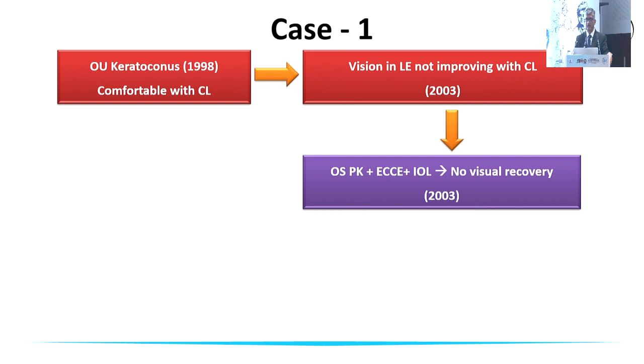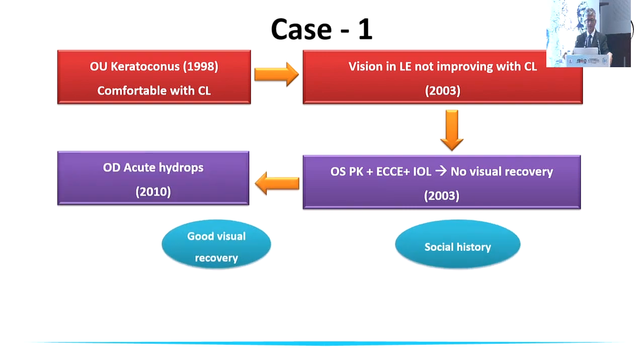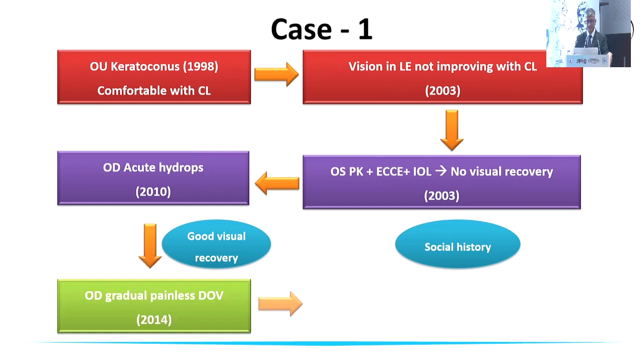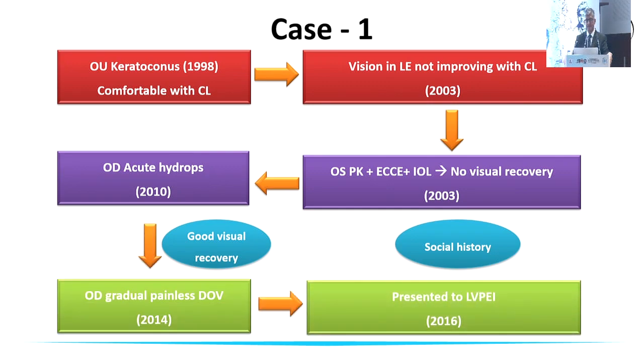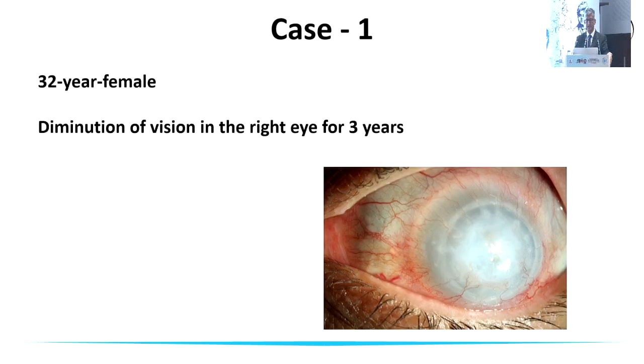Unfortunately the graft failed and she had very poor visual recovery. The patient in 2010 developed acute hydrops in the right eye, but fortunately had a good visual recovery, and then started developing slow, painless diminution of vision in 2014 and presented to us in 2016.